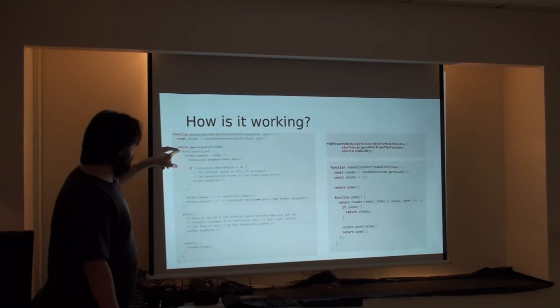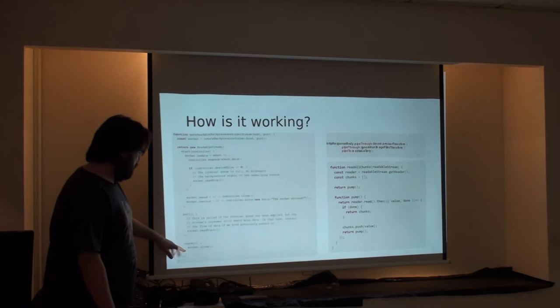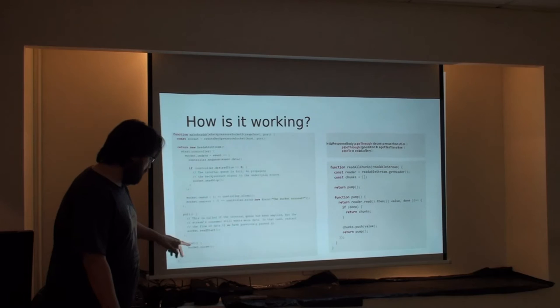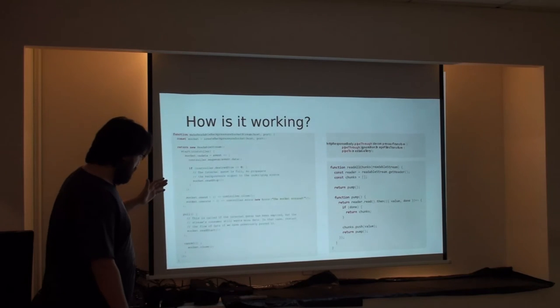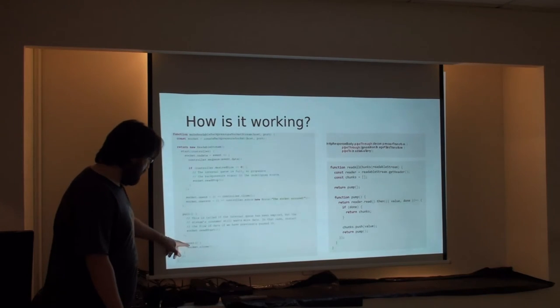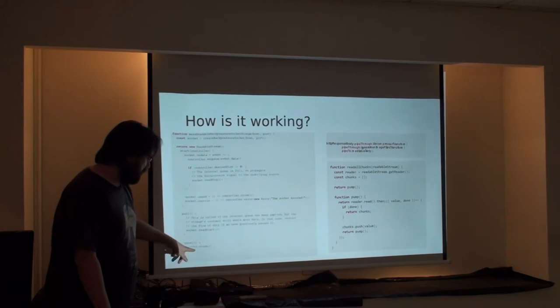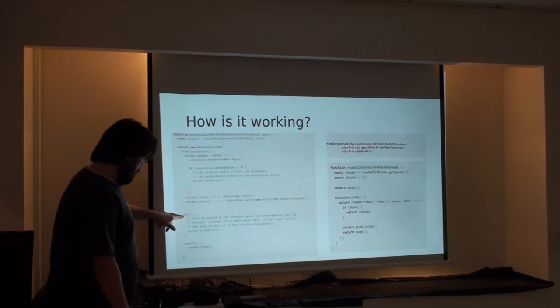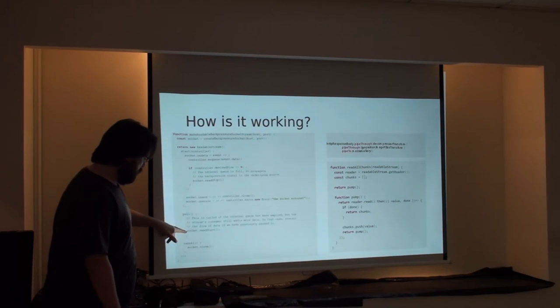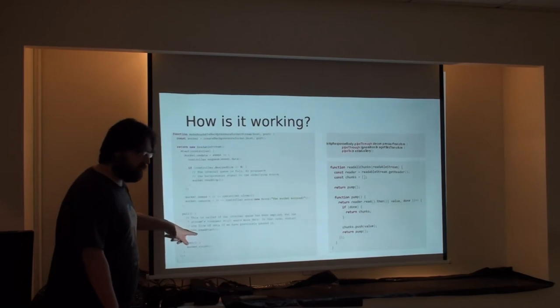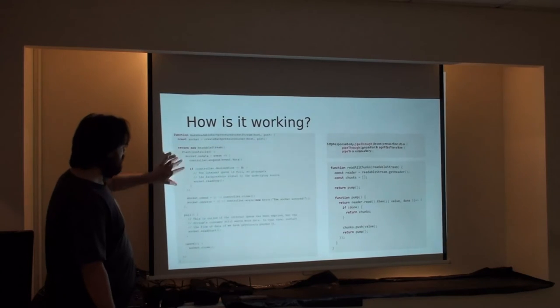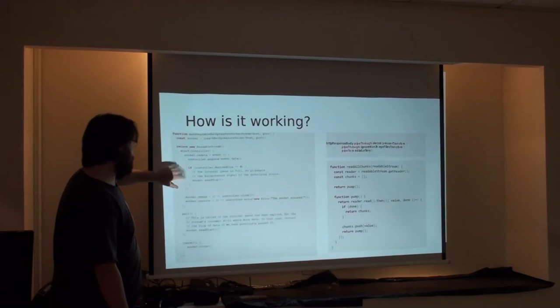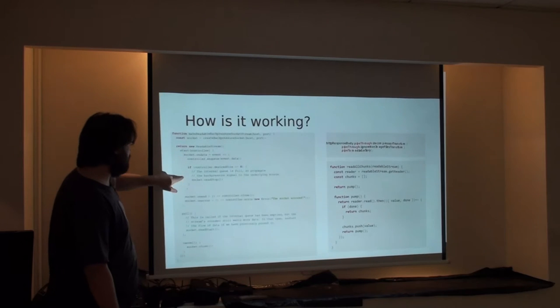So we have these three methods: the start, the pull, and the cancel. The cancel is quite straightforward. When the spec calls the cancel method, we're going to close the underlying socket. Then we have the pull method that is going to make the socket start producing data. And the most important in this case, the most complex, is the start one.